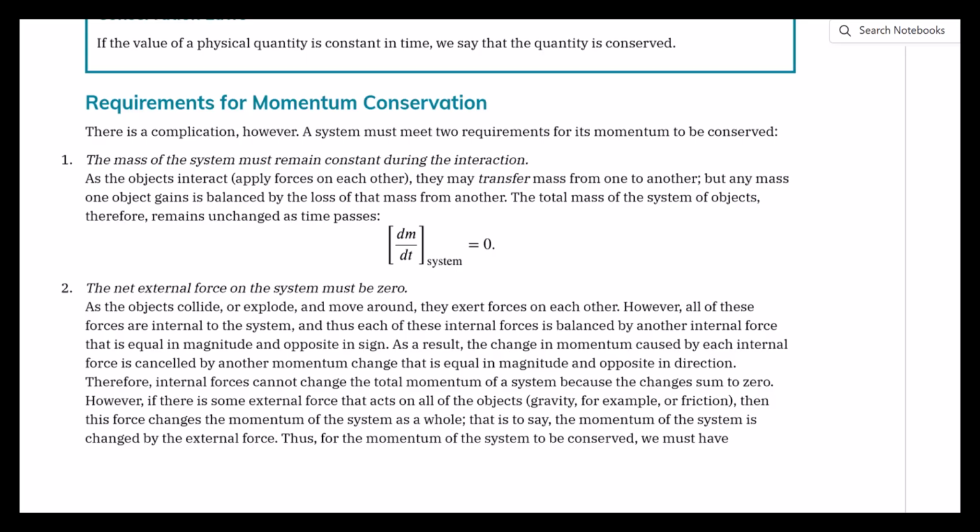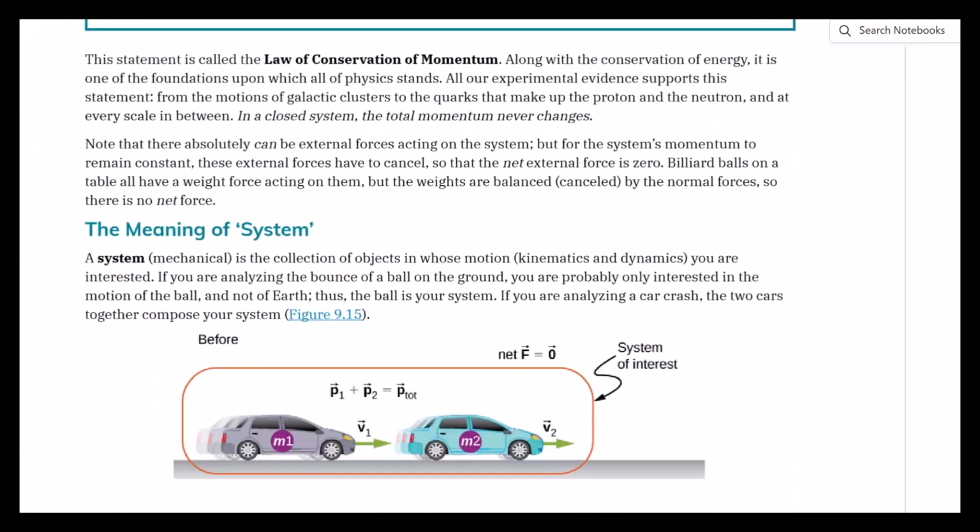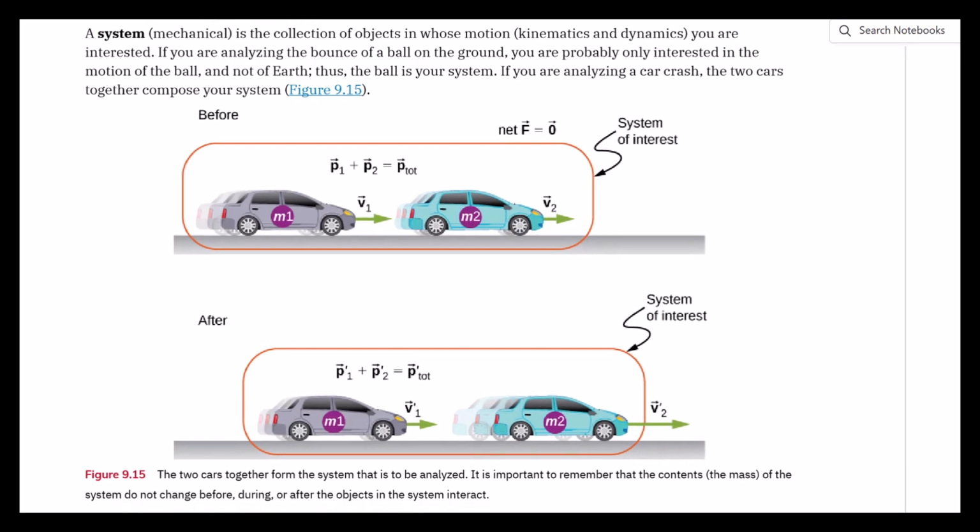So yeah, the mass of the system has to remain constant. So if the cue balls or pool balls are emitting flames and bursting into flames while they collide, then that doesn't work. So yeah, the net external force must be 0. We just said that. So that's conservation of momentum, and that's what this is talking about here.